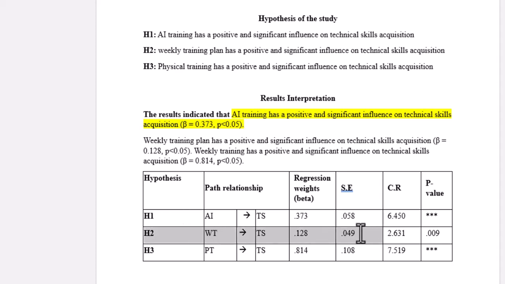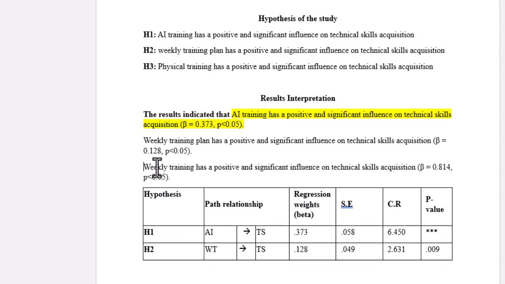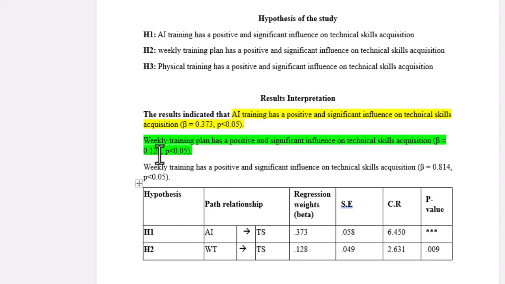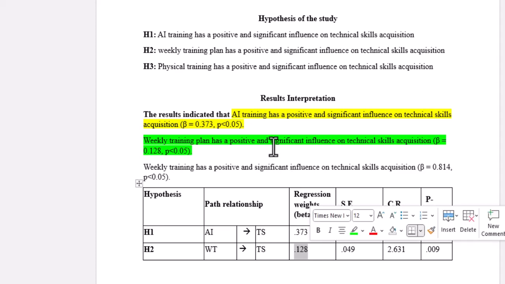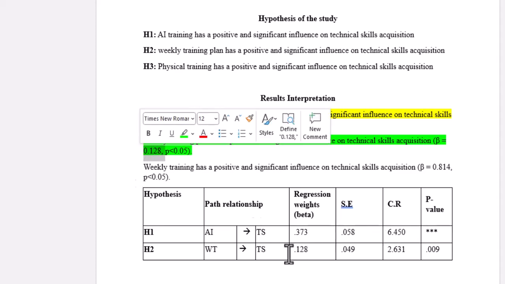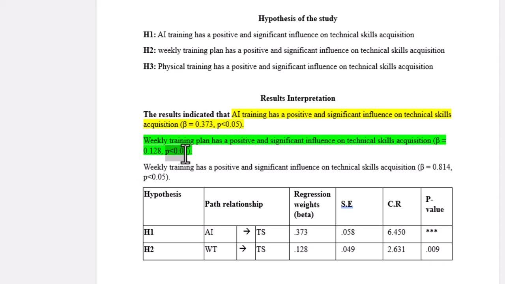Then we go to hypothesis 2. This is where I have written the results. We are saying the weekly training plan has a positive influence because this value here is positive, 0.128, and significant because this p-value here is less than 0.05. So you can say weekly training has a positive and significant influence on technical skills acquisition. Then you put in brackets that beta is equal to 0.128, and p-value is less than 0.05.